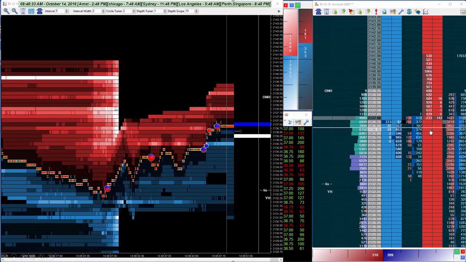So in this case, I'm actually using the Jigsaw version of time and sales, the reconstructed tape. And what I've got here, I've got it filtered to show trades of 50 contracts or more. And we're looking at the S&P 500 futures. And it's also just showing trades from the last 3 minutes because I like to be able to just glance across and see just the recent history.